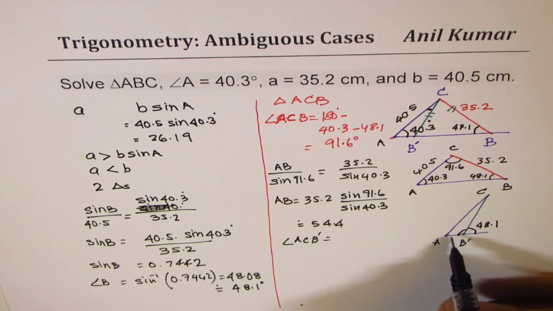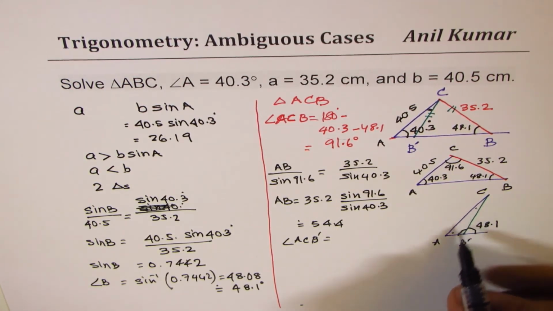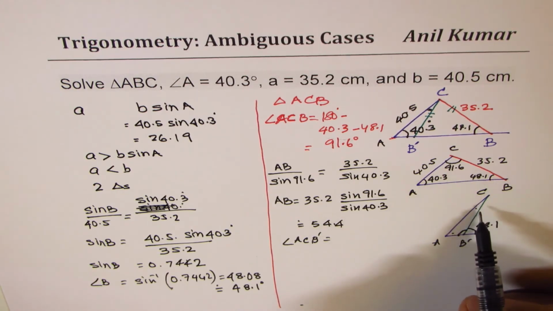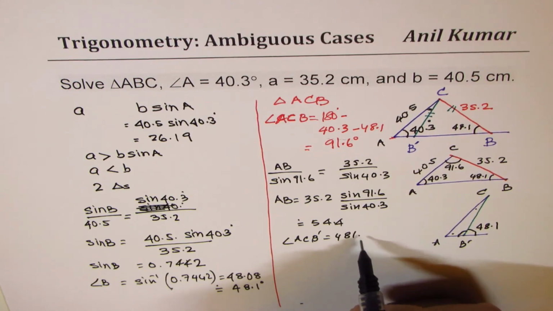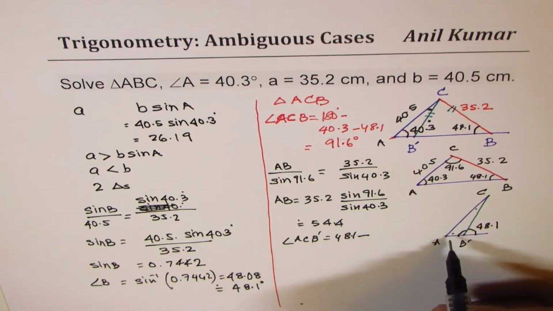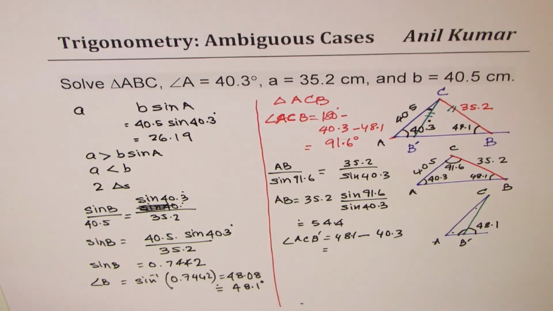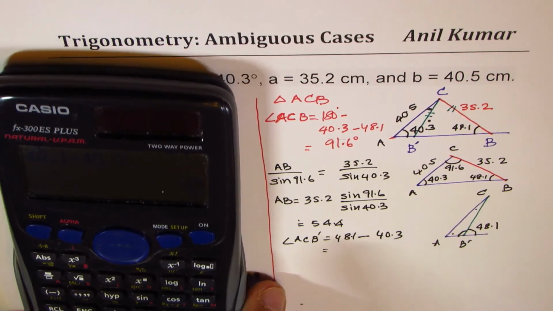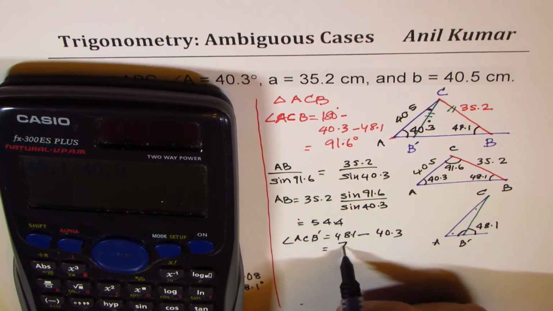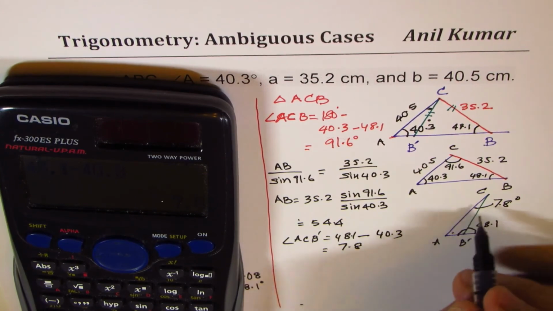Well, exterior angle is the sum of these two angles, and therefore ACB dash should be 48.1 take away 40.3. So we use the exterior angle theorem this time, 7.8 degrees. So this angle here is 7.8 degrees.